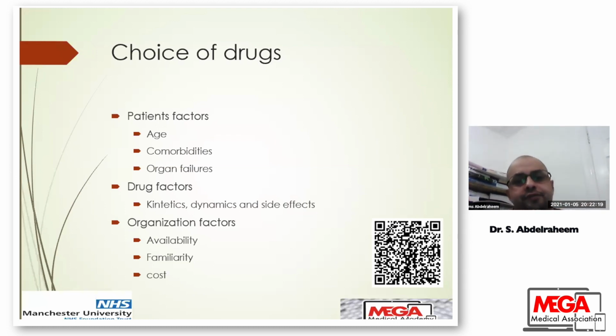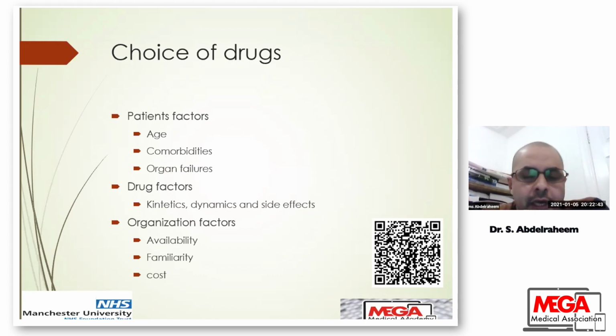We'll come to the choice of drugs, and this is the most common question: what drugs do you choose? And of course, there are many factors that will contribute to decision making. The first will be the patient factors. So the patient age. Elderly patients will have slower metabolism. They are more likely to accumulate drugs. Most probably, they have other comorbidities as well.